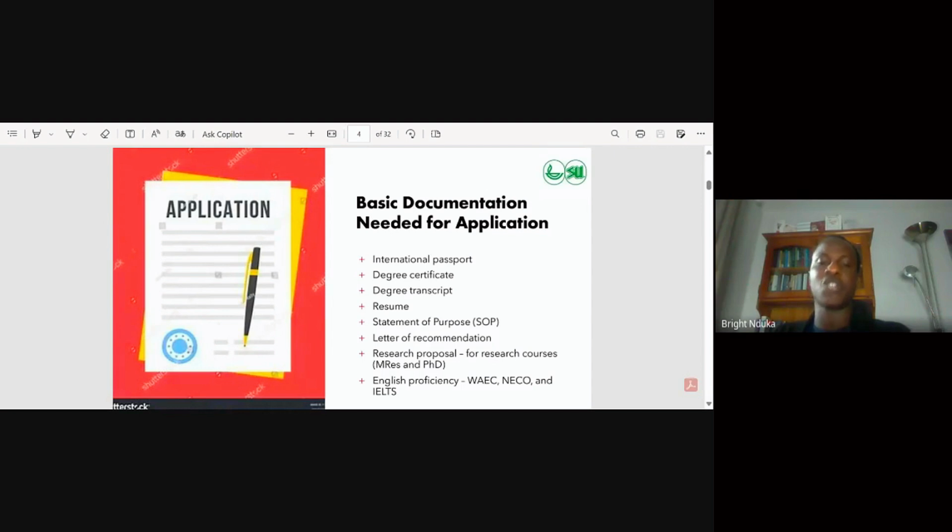And one of the documentation you must provide for the application process is a research proposal. Okay, a research proposal. I can share samples of research proposals with you, just in case you are thinking of this idea or you are thinking in line of this. I can share samples of research proposals that will help you.